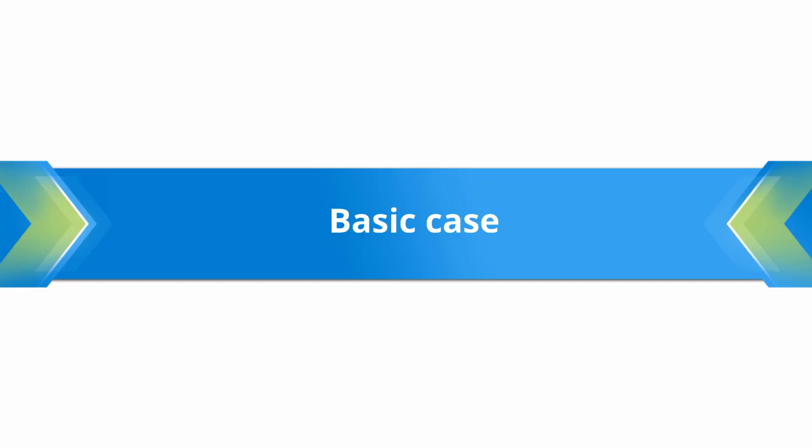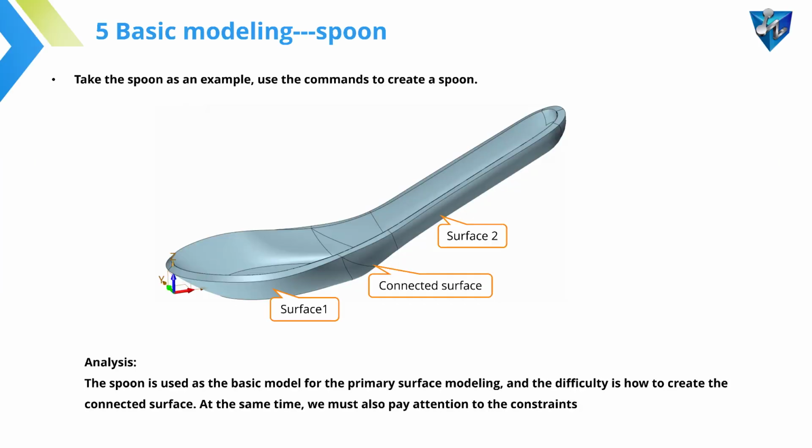After I introduced all the commands of surface modeling, in this part, I will base on these theories and commands to create a spoon. Firstly, we need to check the shape. In this case, this is a symmetrical shape. We only need to create half of this shape.